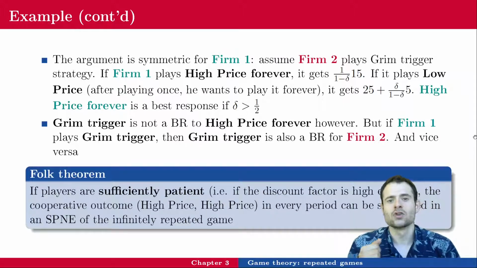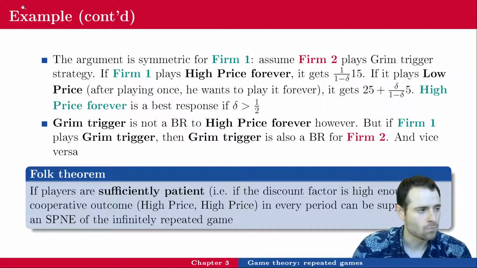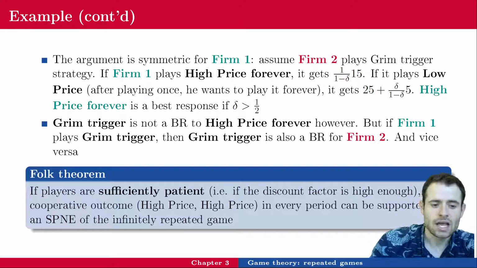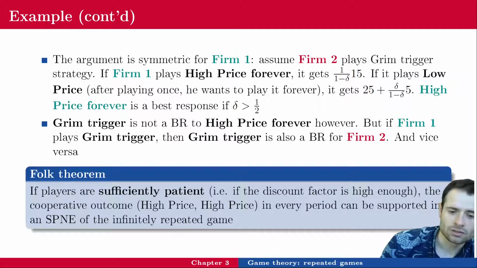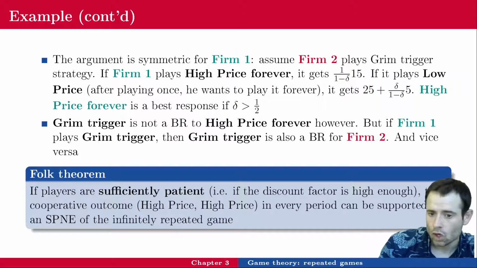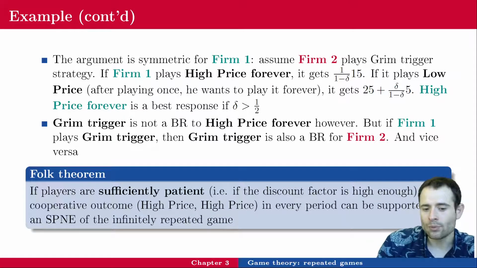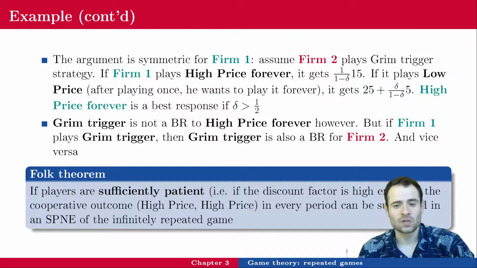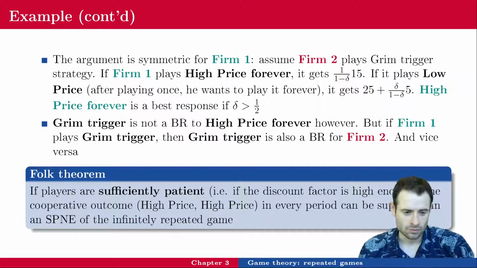And this leads us to a very important theorem, a fundamental theorem of game theory, called the Folk theorem. The Folk theorem says that if players are sufficiently patient, so the discount factor is high enough, the cooperative outcome, high price, so both firms being nice to each other in every period, can be supported in an SPNE of the infinitely repeated game.